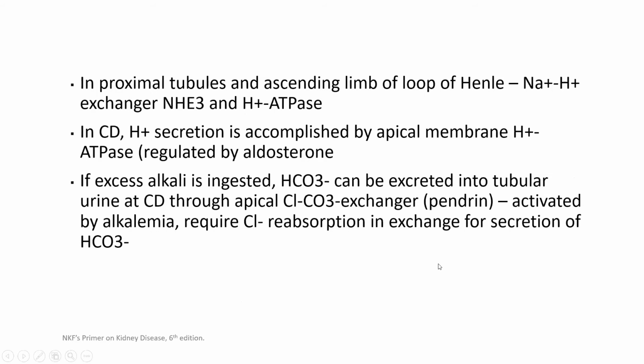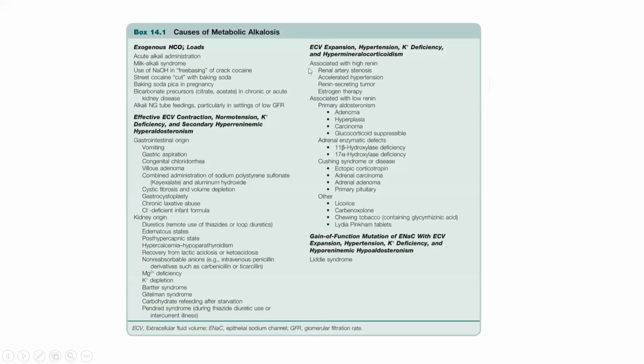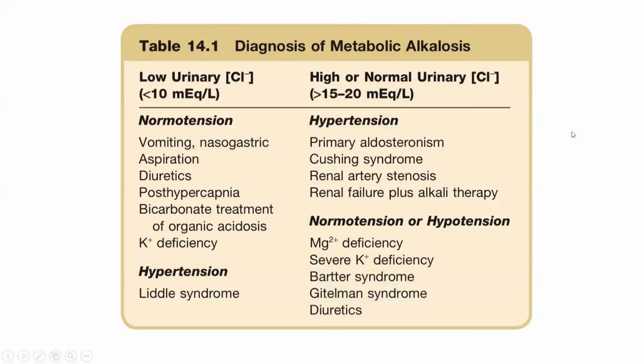In the proximal tubule as well as the ascending limb of Henle, we have the sodium hydrogen exchanger as well as the H+ ATPase pump. Causes of metabolic alkalosis are normally due to increased alkali intake with renal failure, extrarenal chloride losses with secondary renal potassium loss, diuretics, and mineralocorticoid-induced hyperaldosteronism. You can also find this in your textbook or even on Google. There are a lot of causes of metabolic alkalosis, and this is also based on your urinary chloride level.